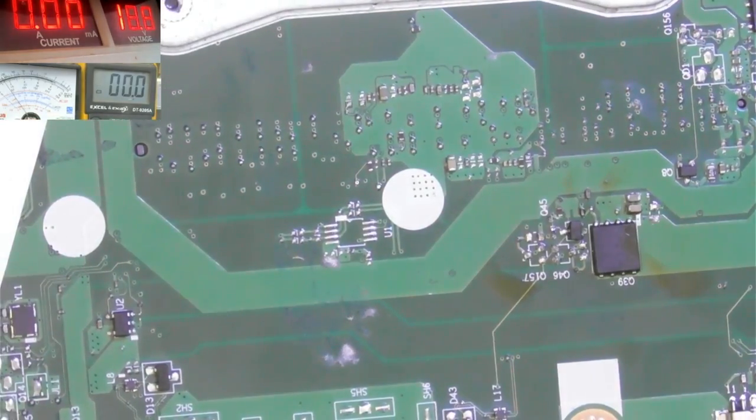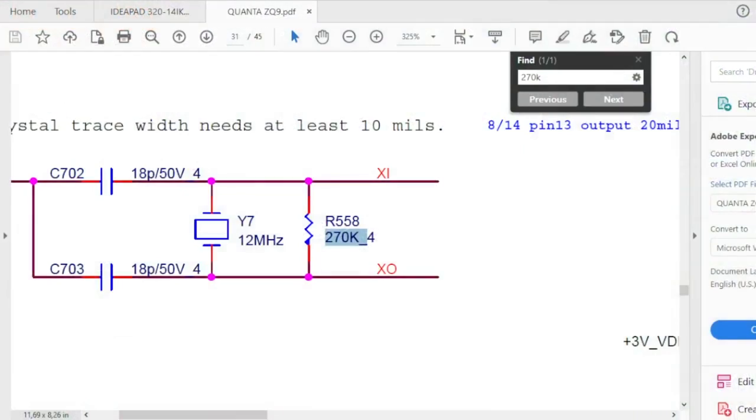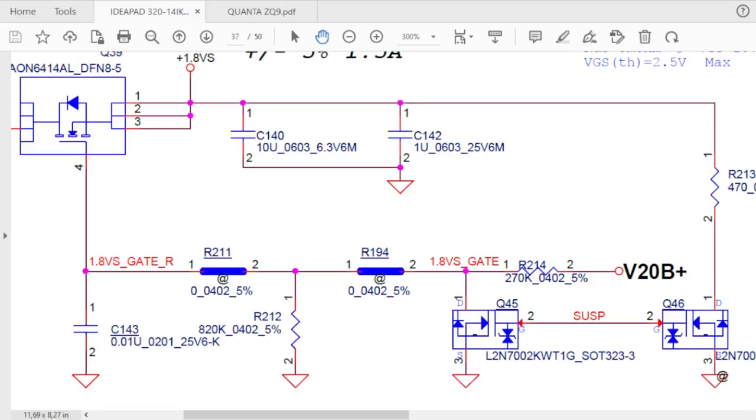I will explain using the schematic. Okay, so now after I replace this resistor, the voltage at this point, after I turn on the motherboard, means that the gate, pin number 2 of Q45, is 0 volt. This means that this MOSFET is not active.